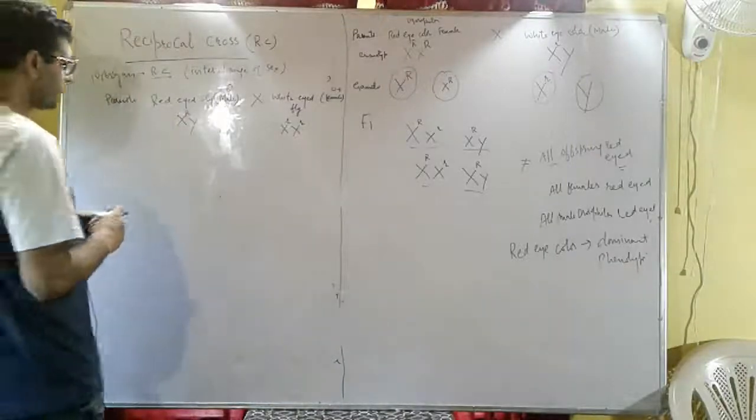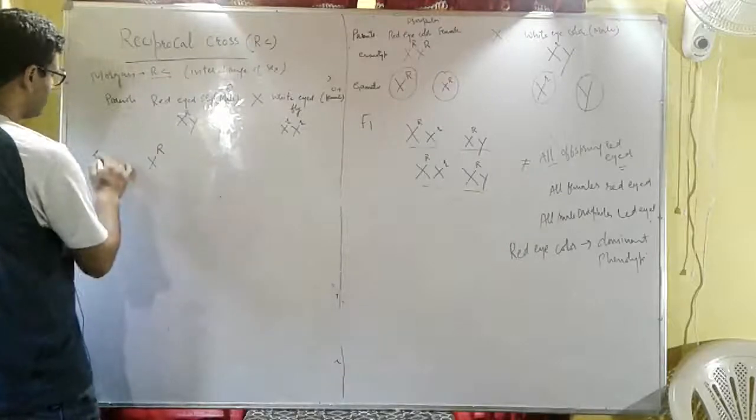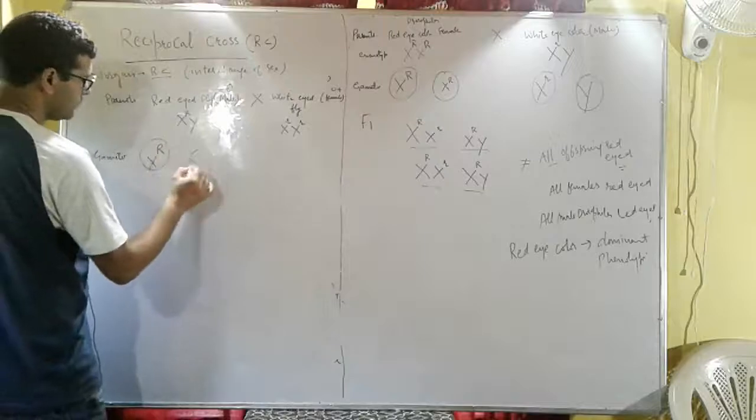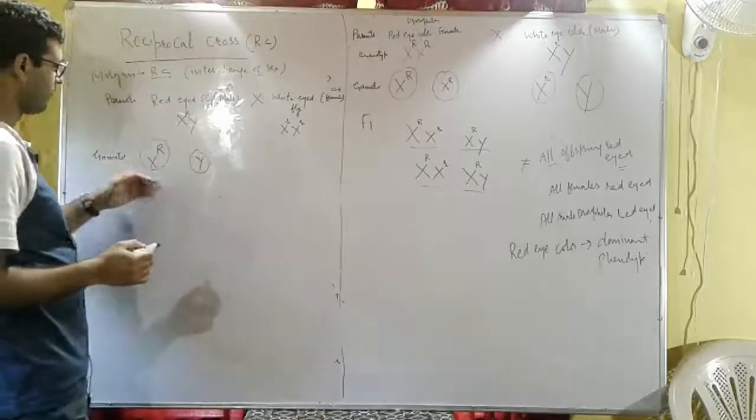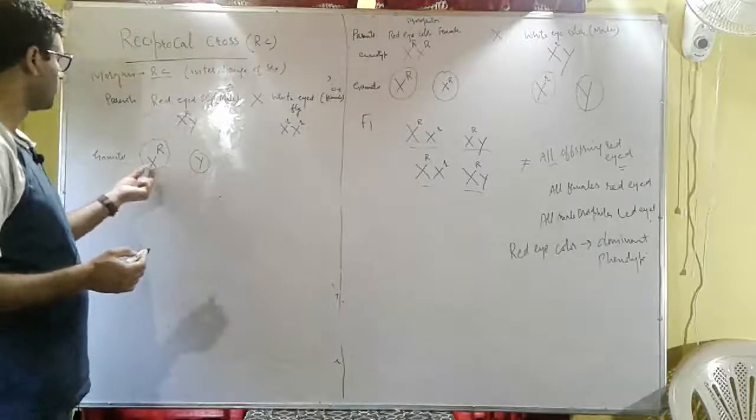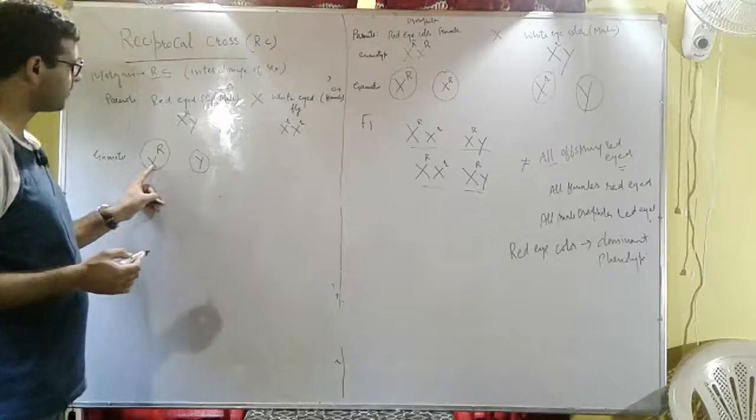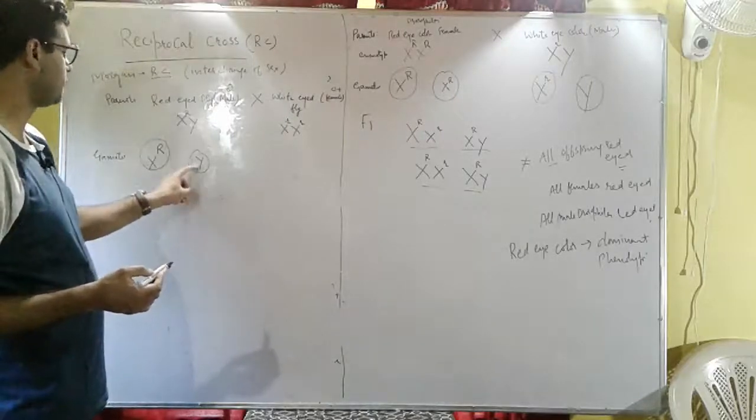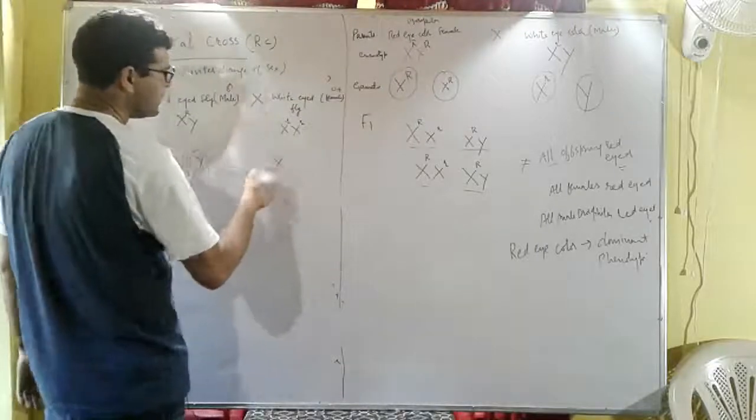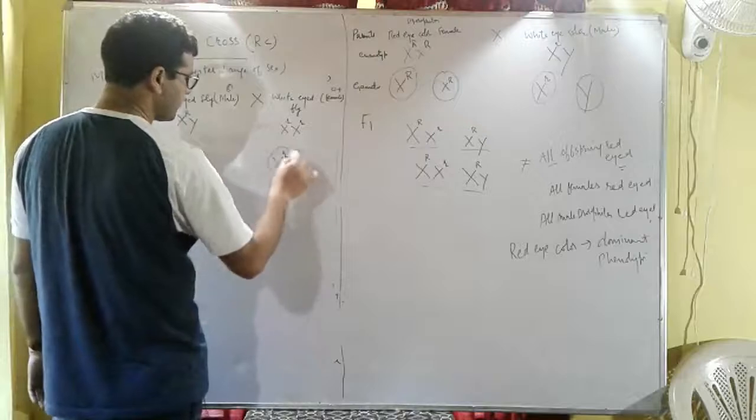The gametes would be like this. Two different types of gametes would be formed by the male. Half of the gametes would have the X allele, and half of the gametes would have the Y allele. Here, all gametes of the female have identical alleles, X smaller r.